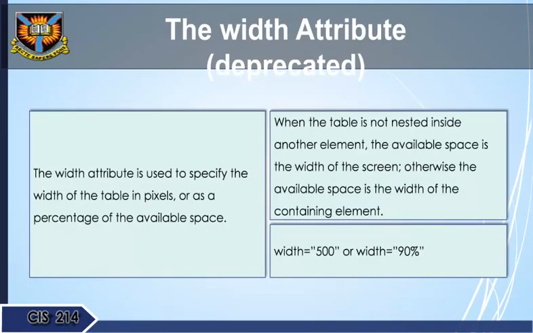The width attribute, deprecated. The width attribute is used to specify the width of the table in pixels or as a percentage of the available space. When the table is not nested inside another element, the available space is the width of the screen. Otherwise, the available space is the width of the containing element. Width equals 500 or width equals 90%.